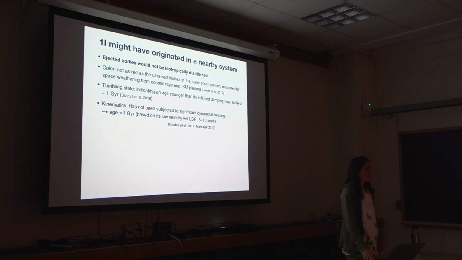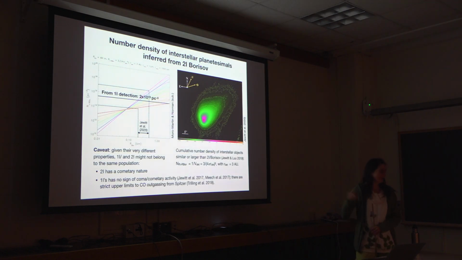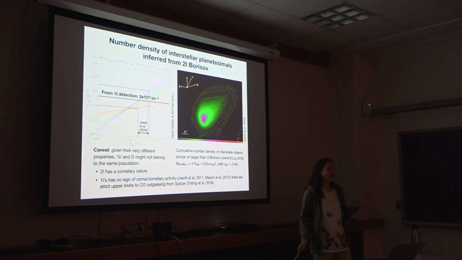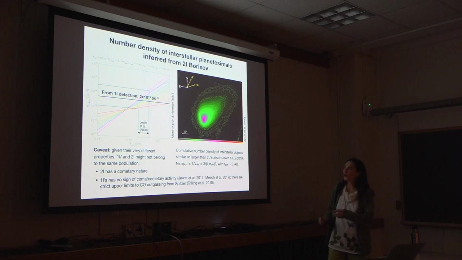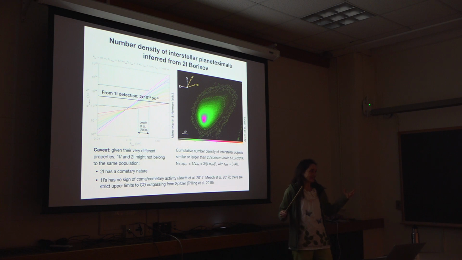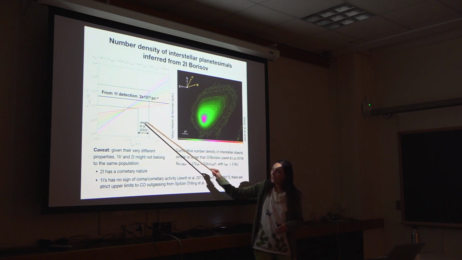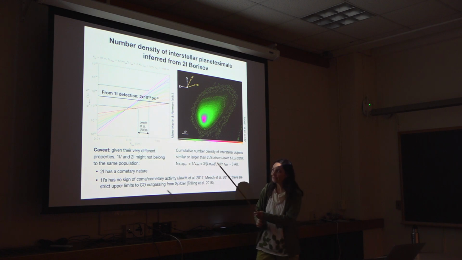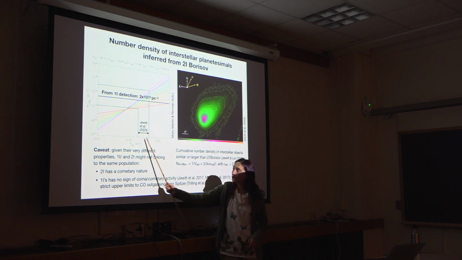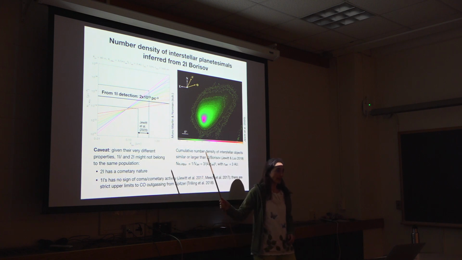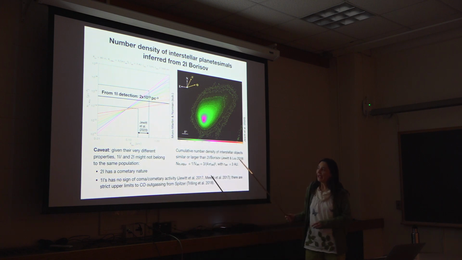In terms of, so have you applied the same analysis to Borisov? Okay, perfect. So the problem with Borisov is that it is a comet, and because it's very dusty, it's very difficult to know the size, right? From the HST images, Jewitt et al. had an estimate that it is between 0.2 and 0.5 kilometers in radius.